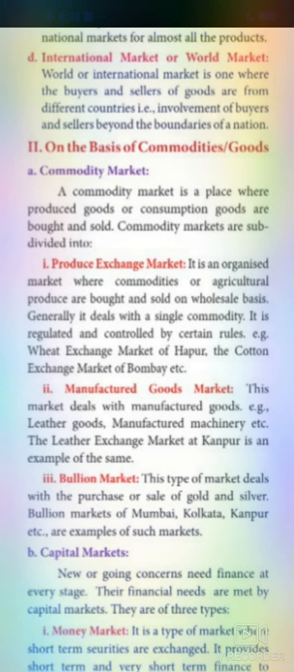So generally it deals with only a single commodity. So it is regulated and controlled by certain rules. Example, we can take the wheat exchange market of Hapur, the cotton exchange market of Bombay, etc. And the next one is manufactured goods market. Here the market deals only with manufactured goods.